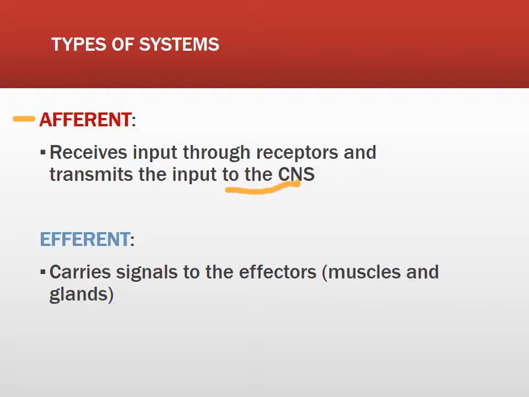Okay, and your efferent system is what's going to carry the signals to the effectors. Your effectors are essentially just whatever does the work. In this case, we're saying muscles and glands. So it's going to take the signal that it received from the central nervous system and send it off to the effectors. Efferent goes with effectors. The effectors are the things that actually perform the work.